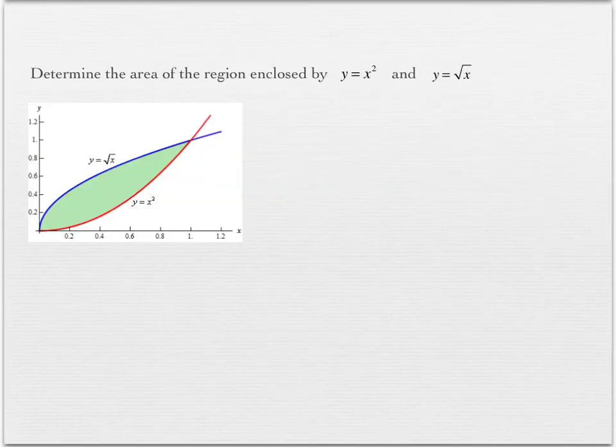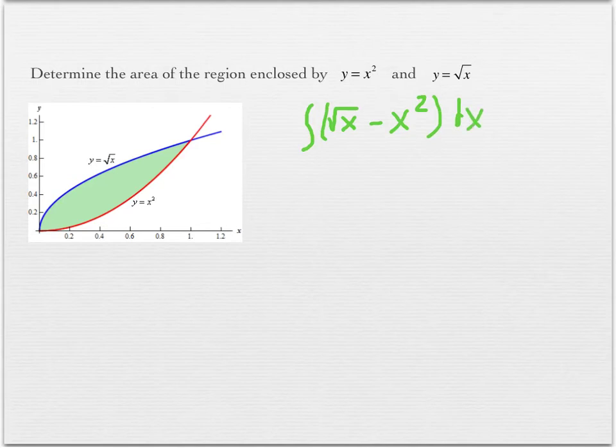Alright, here's another different type of problem. Determine the area of the region enclosed by y equals x squared and y equals the square root of x. Well, again, we would like to figure out which function is on top or which one is higher. Certainly the graph here shows us that the square root of x is it. So we know the integral we want to take is going to be the square root of x minus x squared, like this, dx.